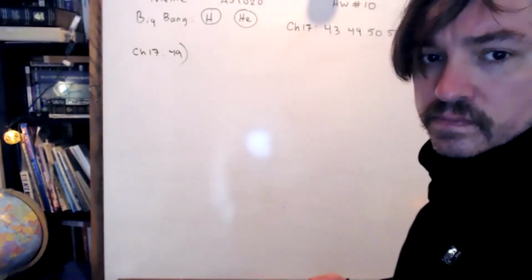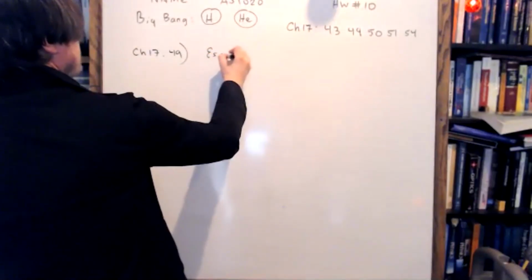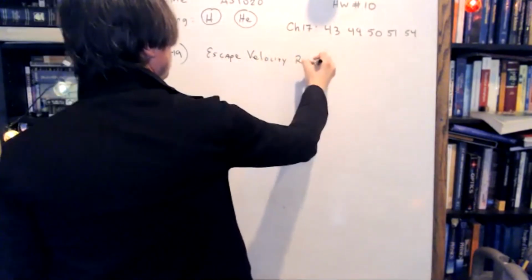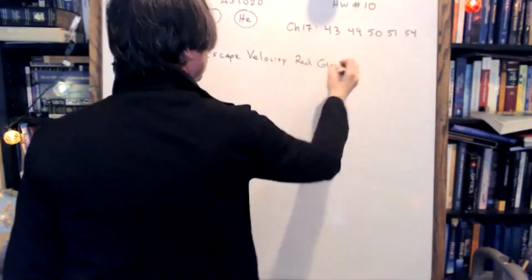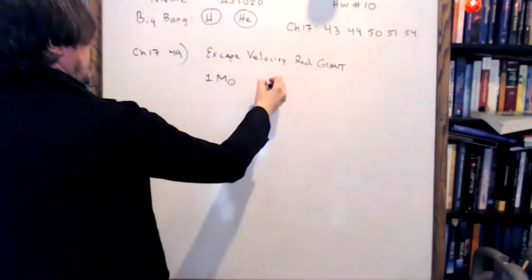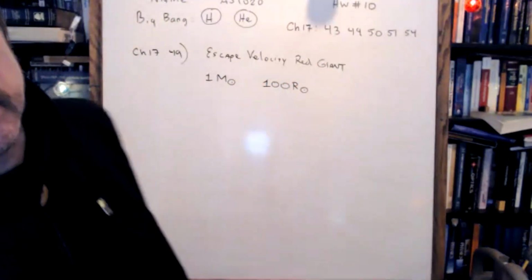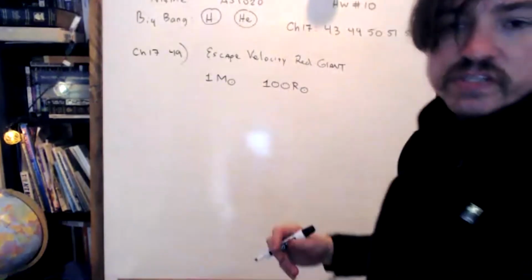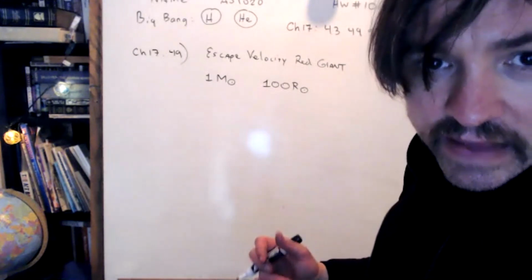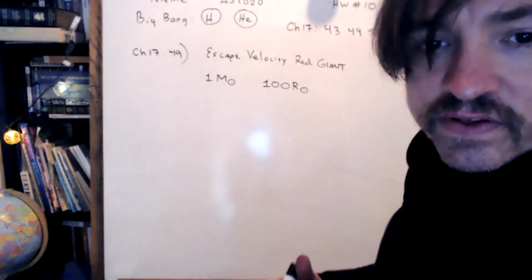All right, so 49. Escape velocity from a red giant. What is the escape velocity from a red giant with a mass of 1 sun mass and a radius of 100 sun radii? How does that velocity compare with the escape velocity from the sun? Describe how your results help account for the fact that red giants have strong stellar winds. Okay. So this is just a silly little problem to help you think about red giants and their gravitational pull in comparison to a regular old star like our sun.